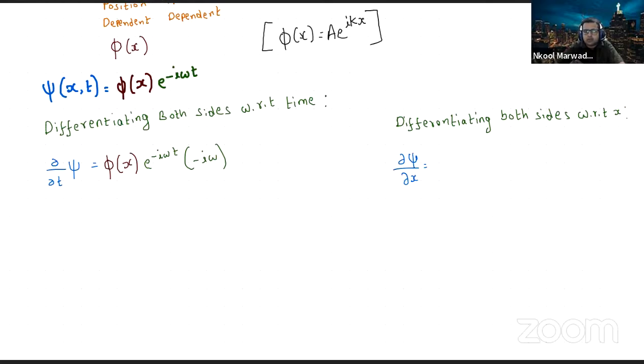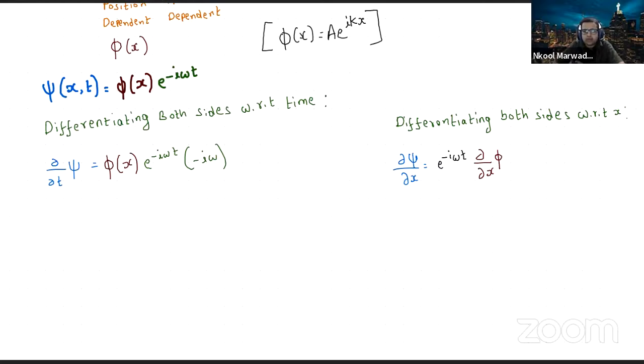Now on the right hand side, this phi x we have to differentiate, but this time the time term will be treated as constant. So I can write it separately, because time is constant now. I am differentiating it with respect to x, and this will become the partial derivative with respect to x of phi. So phi, the function which is dependent on x, will get differentiated with respect to x.